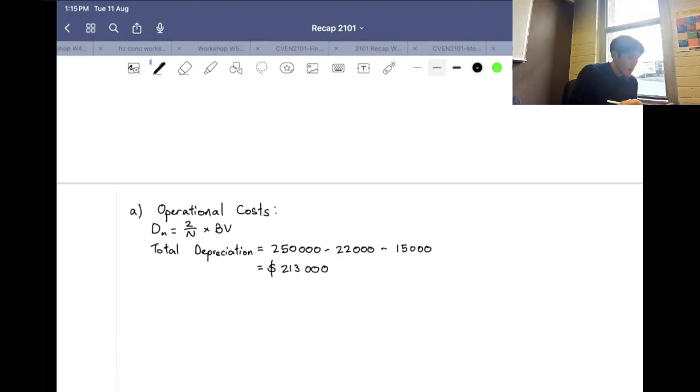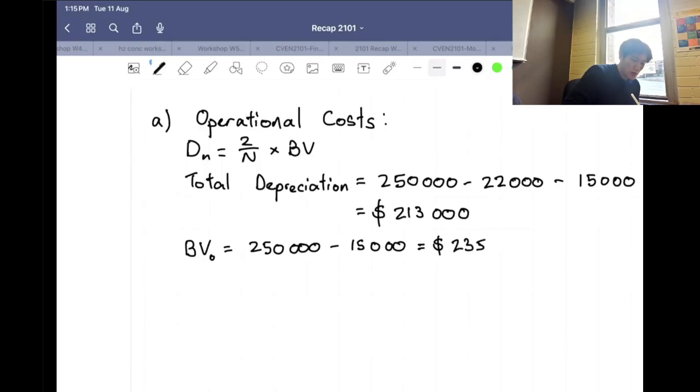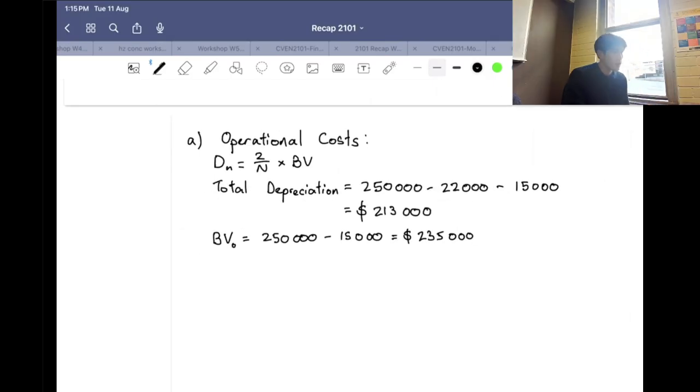To find the book value at the beginning of each year, I'll just call this BV naught. It is your initial cost minus your tire cost. So it's 250,000 minus the tire cost of 15,000, which should give you 235,000. Yeah, so that's your initial book value cost.